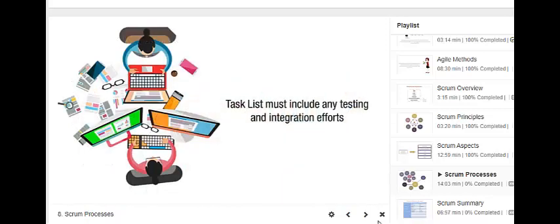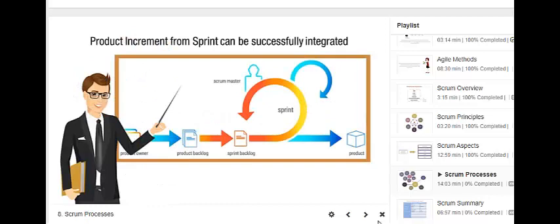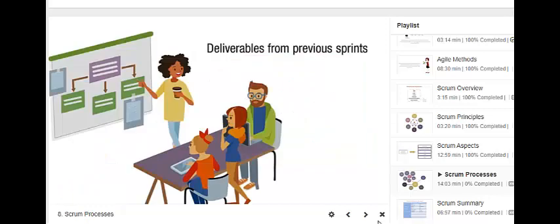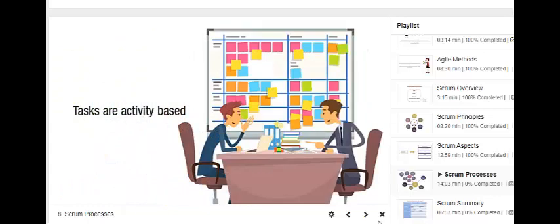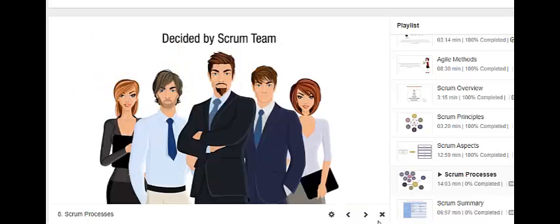The task list must include any testing and integration efforts so that the product increment from the sprint can be successfully integrated into the deliverables from previous sprints. Even though tasks are often activity-based, the level of granularity to which the tasks are decomposed is decided by the Scrum team.